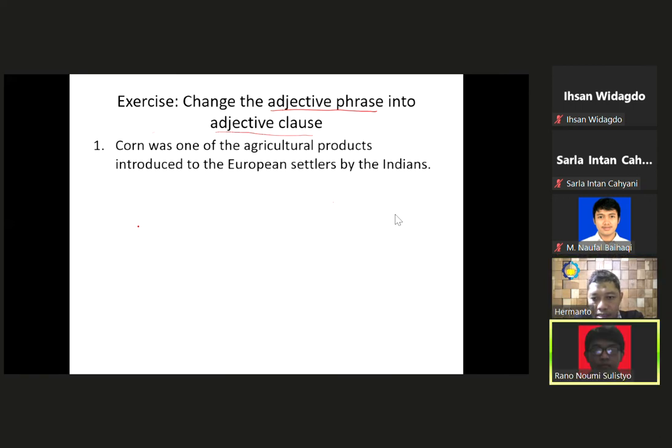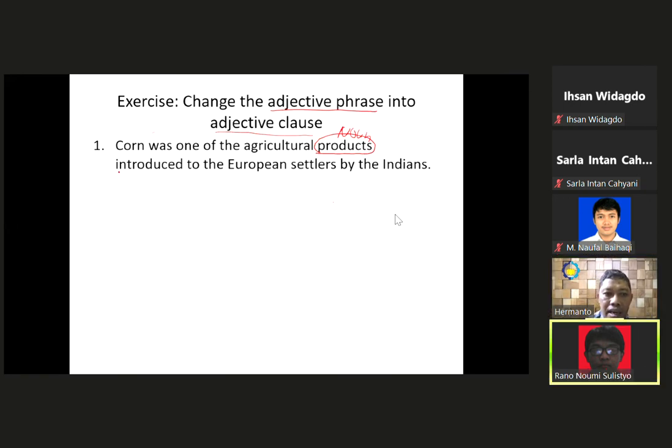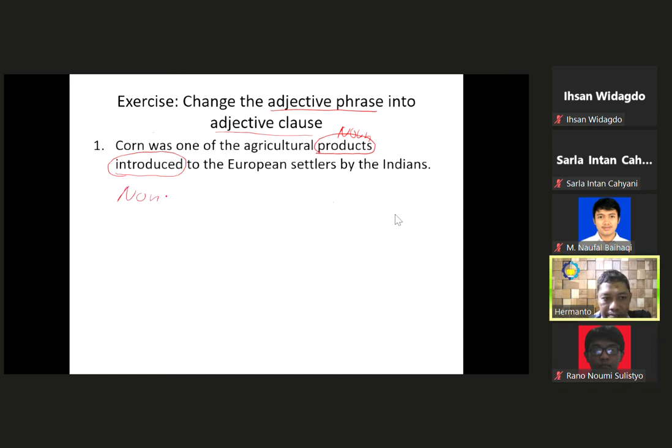Rano, once again, which one? One of the agricultural products. Products, yes, correct. You concentrate on this word as the noun. This is the noun. And what word comes after the noun? Rano? Introduced. Yes, introduced. Okay, so here you find the noun products, and introduced.